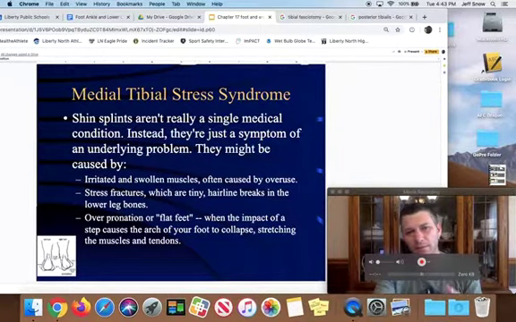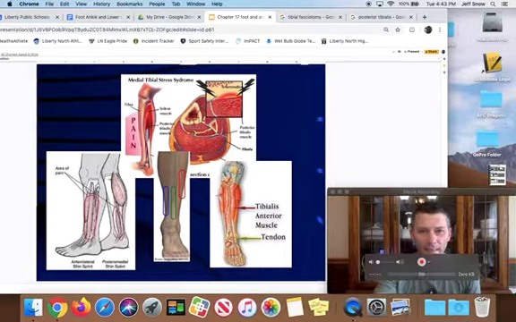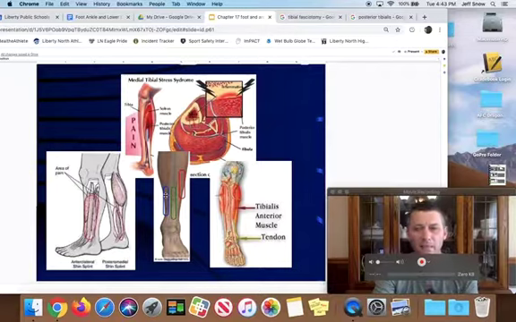MTSS is important because if not treated properly, it can lead to stress fractures in the future. Here's a decent picture that shows you some of the zones that I typically see. The blue zone here is where I typically see this medial tibial stress syndrome. Again, that inside part of the tibia, the distal half, distal third.